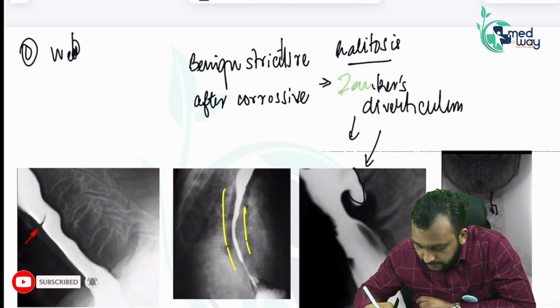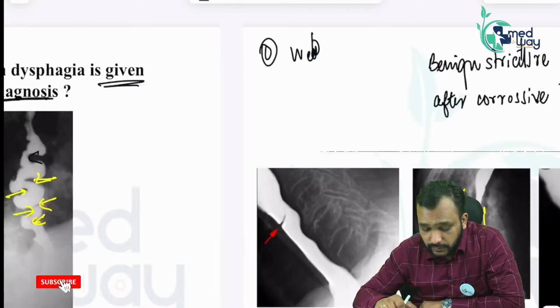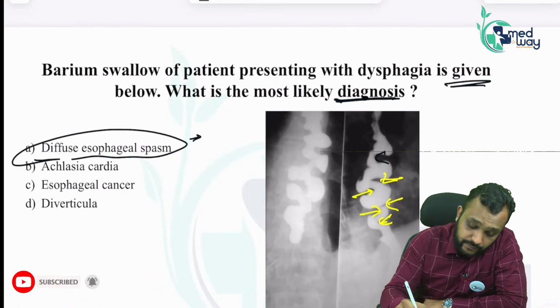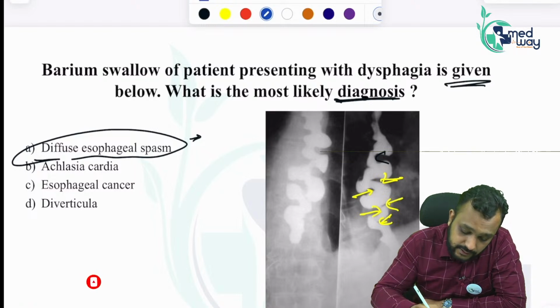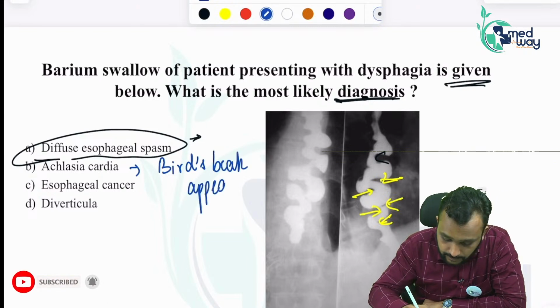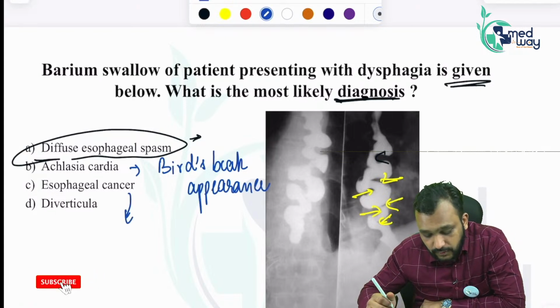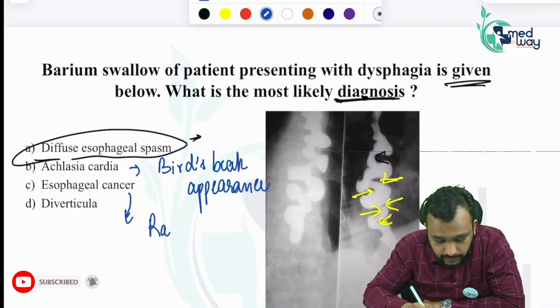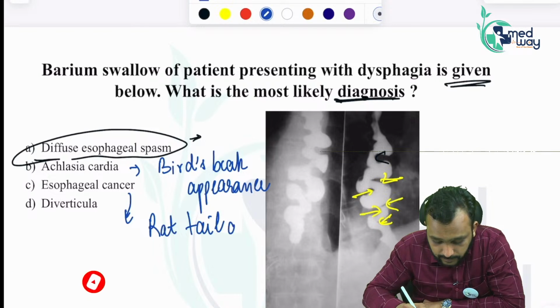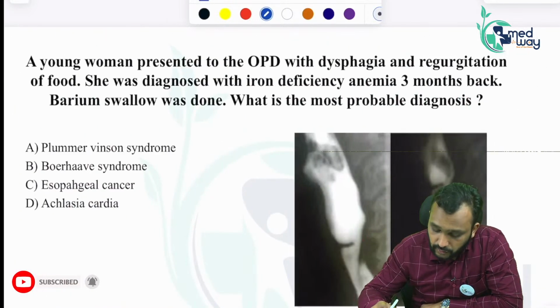And you see that there is an outpouching from the lateral aspect of the esophagus, that is your Killian-Jamieson diverticulum. As far as achalasia cardia is concerned, it gives a bird's beak appearance. In esophageal cancer, you are going to see a rat tail appearance. Important, all of these barium swallow images are important.